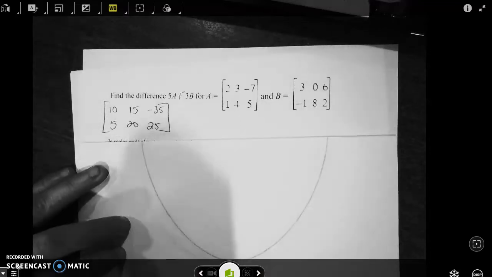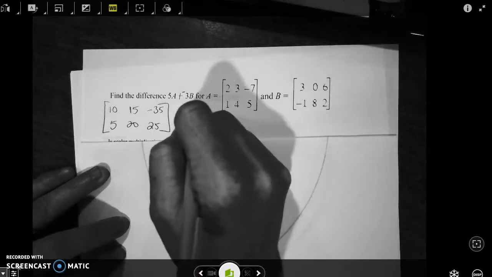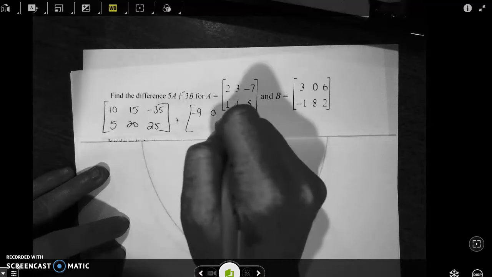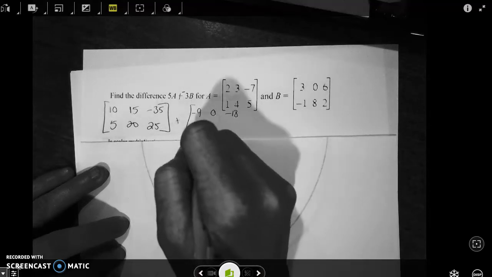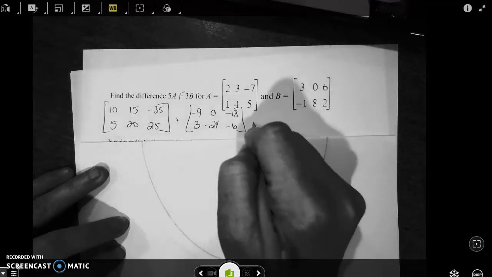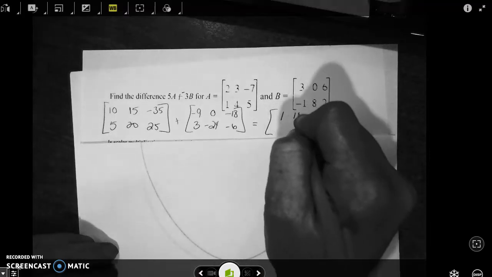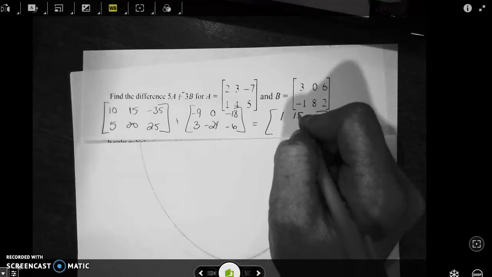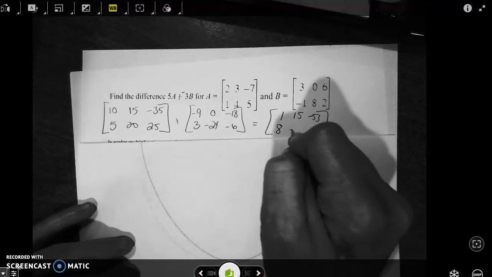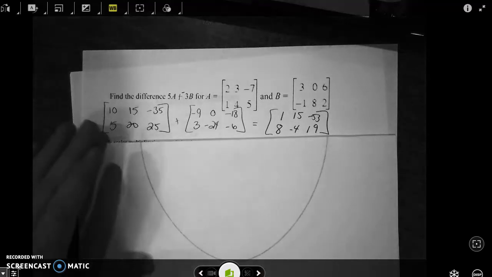And instead of multiplying by just 3, I'm going to change this to plus a negative 3. So I'm going to multiply the second matrix by negative 3. So I'll get negative 9, 0, negative 18, 3, negative 24, and negative 6. And now I need to add these together. Again, the only reason that you can add matrices is when the dimensions are the same. So there's 5A minus 3B.